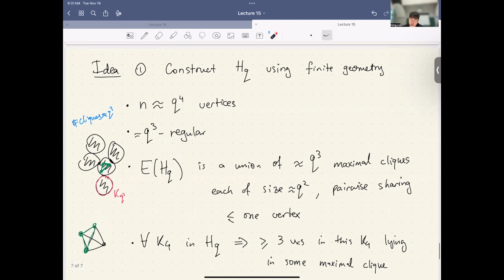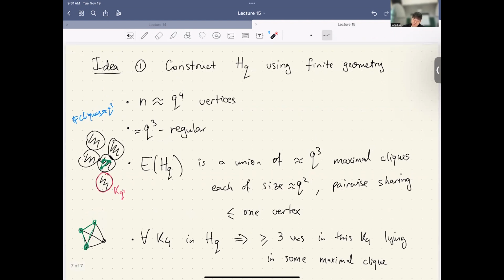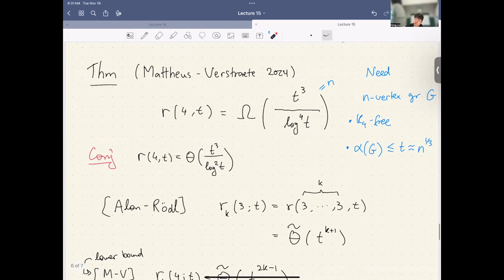So this is the initial structural part. Why is it good for us? Let me explain intuitively. First of all, the edge set of this graph is already highly structured. It can be grouped into cliques, and pairwise the cliques intersect in at most one vertex. Second, it puts lots of restriction on K4. We need to massage it into what? The first property is that it's K4-free. The second property is that there's no large independent set.